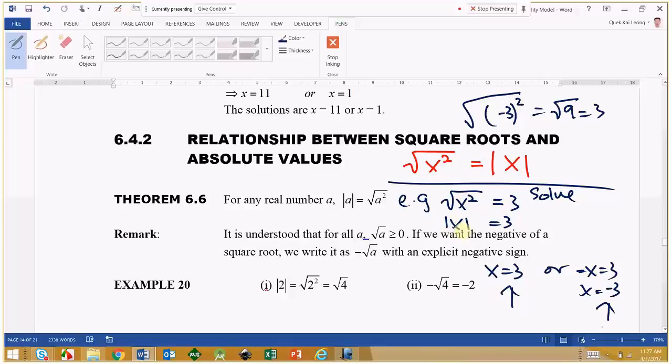To solve absolute x equal to 3, I've explained here already. Later I'll show you one more example. If I remove the absolute in order to solve for x, I have to consider two cases. Remove the absolute, become a positive x: that is the case where x is greater than 0. Remove the absolute, become a negative x: that is for the case when x is less than 0. I'm referring to this definition here.